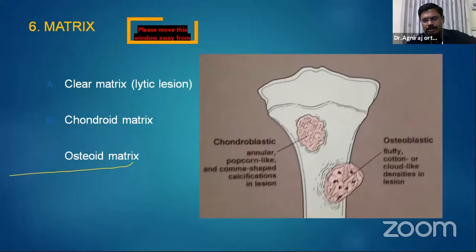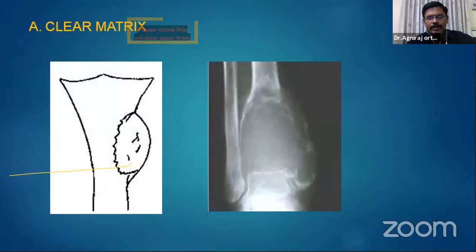So osteosarcoma, you can get both lytic and sclerotic lesions based on the subtypes. Okay, so we will see one by one. Clear matrix, we have finished lytic lesion. So coming to this, this is the clear matrix.